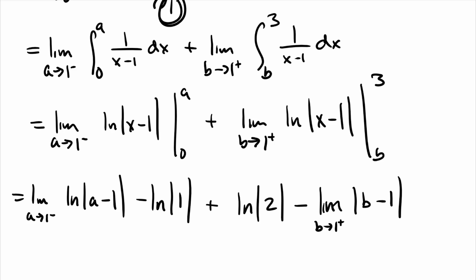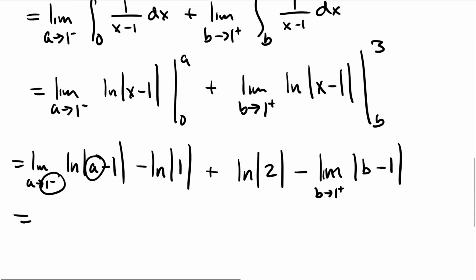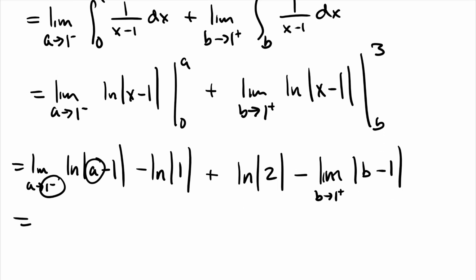What's going on here? Uh-oh. This isn't good. Right here. When we plug this in, we're going to 1 from the left-hand side. What's 1 minus 1? 0. So the logarithm is tending towards 0.